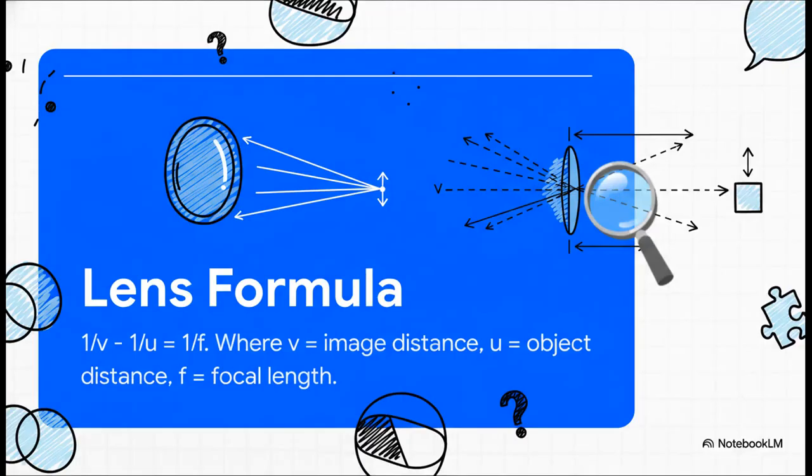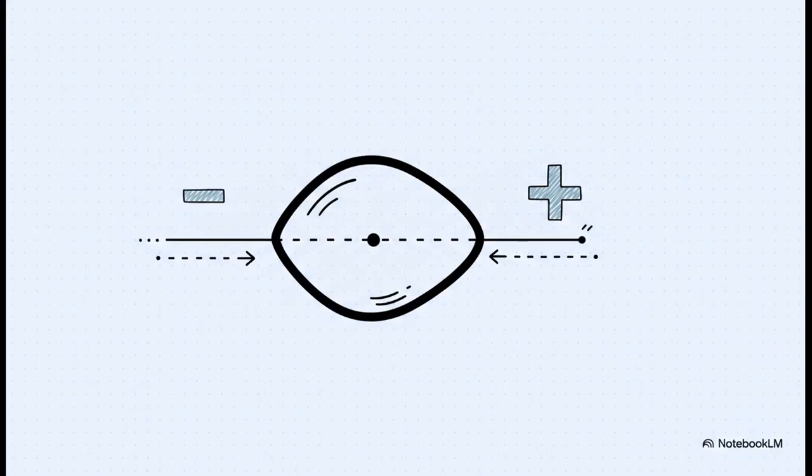Meet the lens formula. This thing is like a recipe for light. It perfectly connects the object distance, u, the image distance, v, and the focal length, f. If you know any two of those, you can always find the third. But just like any recipe, to get the right result, we have to get our ingredients, and in this case, our signs, exactly right.